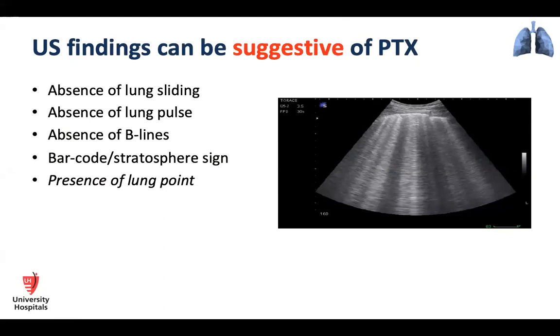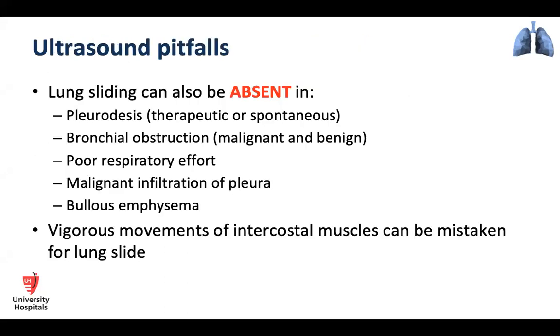We don't usually try and find these signs, especially if the clinical picture makes sense. So ultrasound findings that can suggest a pneumothorax are the following: absence of lung sliding, absence of lung pulse, absence of B lines that you should see if the lung is expanded. We talked about the stratosphere sign, and presence of lung point, where you basically see sliding up to one point of the pleural line and absent sliding on the other side. That is a little tough to demonstrate, but if you're able to, it's much more specific for diagnosis of a pneumothorax.